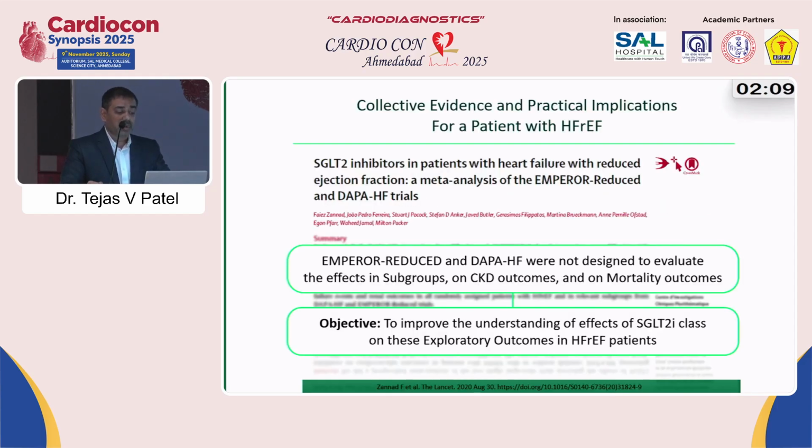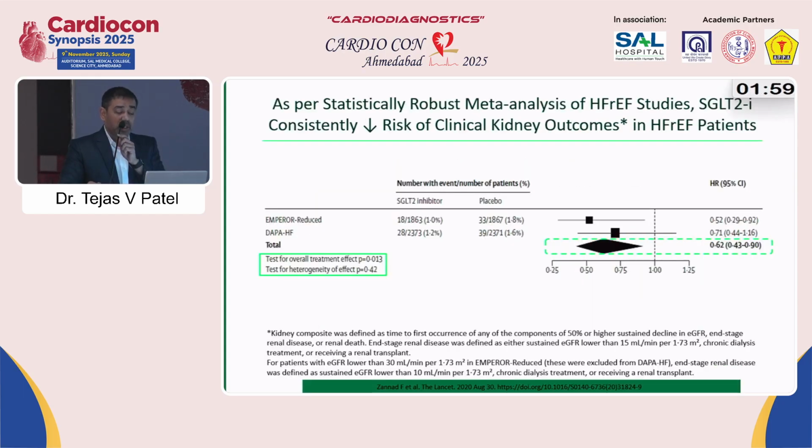So far, EMPEROR-Reduced and DAPA-HF were not designed to evaluate the effect on subgroups of the CKD outcomes of that particular molecule. But the recent meta-analysis, which was published in 2020 in the Lancet, has found that the kidney outcomes are more favorable with the SGLT2 inhibitor.